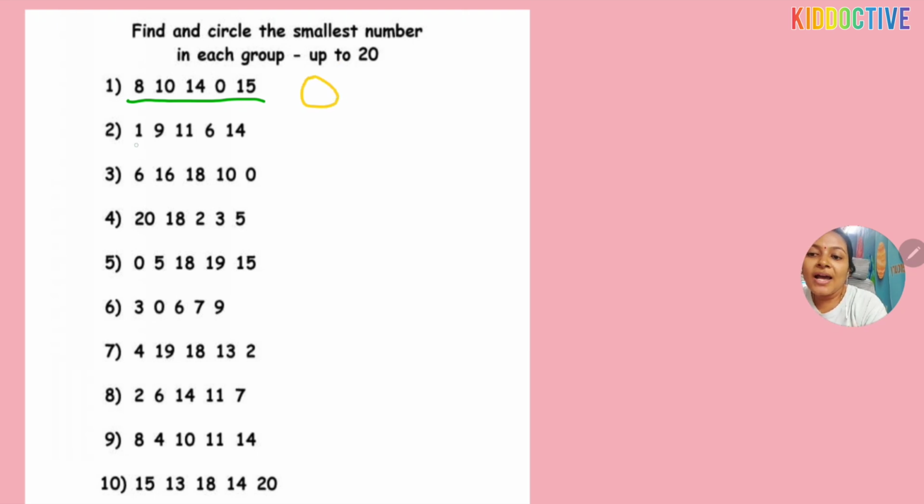Now 1, 9, 11, 6 and 14. Can you tell me the smallest number? Yes, 1 is the smallest number. Now coming to third question, 6, 16, 18, 10 and 0. Can you tell me? Yes, 0, again 0 is the smallest number. 20, 18, 2, 3, 5. Can you tell me the smallest number? Yes, here it is 2. Rest of the questions you are going to tell me.